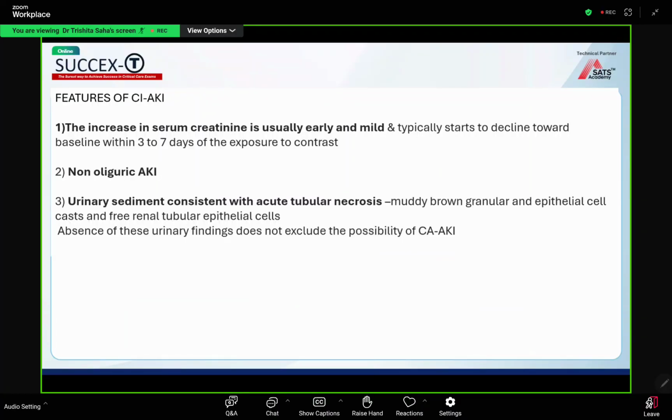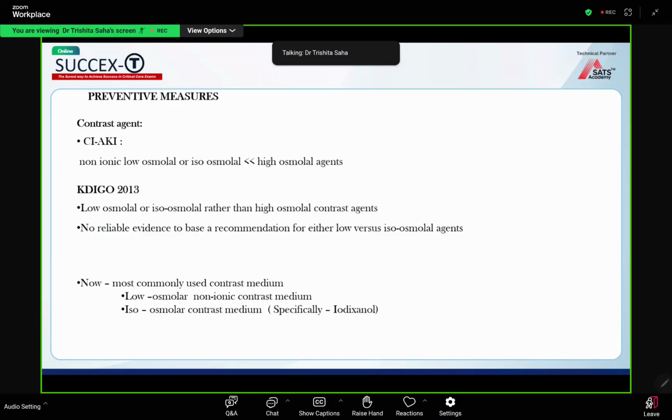Then there are features of contrast-induced AKI. The increase in serum creatinine is usually early and mild and typically starts to decline towards baseline within 3 to 7 days of exposure to contrast. There will be non-oliguric AKI. Urinary sediment is consistent with acute tubular necrosis: muddy brown granular and epithelial cell casts, and free renal tubular epithelial cells. Absence of these urinary findings does not exclude the possibility of contrast-induced AKI.